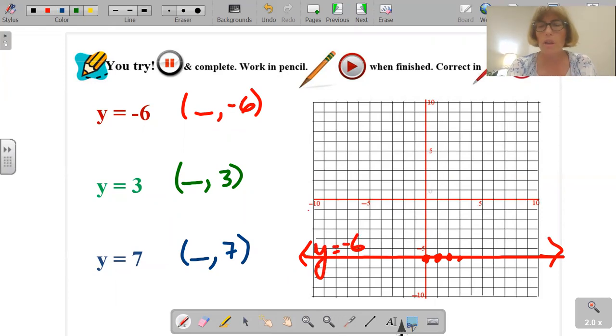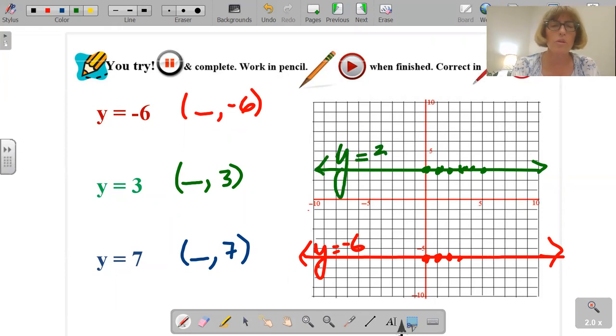This one, starting at 0, 3. 1, 3, 2, 3, 4, 3, 5, 3, etc. Goes like this. It's a horizontal line. That is y equals 3. Y equals 7, starting at 0, 7. Let's just go, for giggles, let's go left. -1, 7, -2, 7, -3, 7. All the points where y is 7.